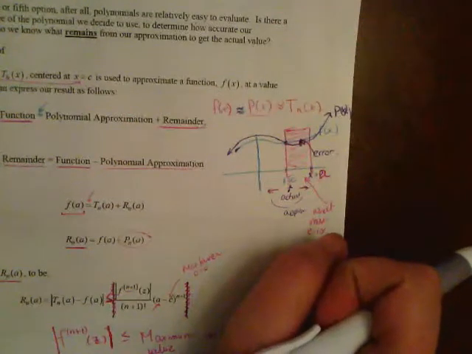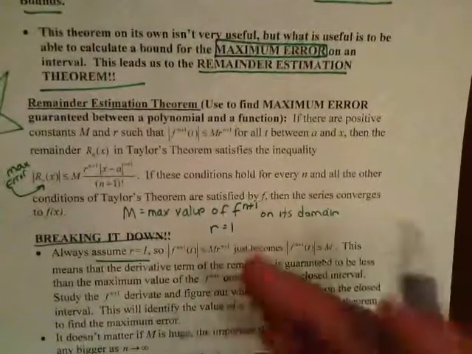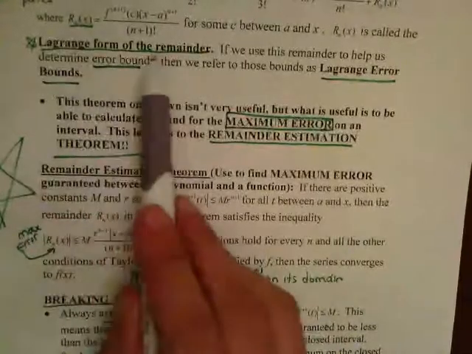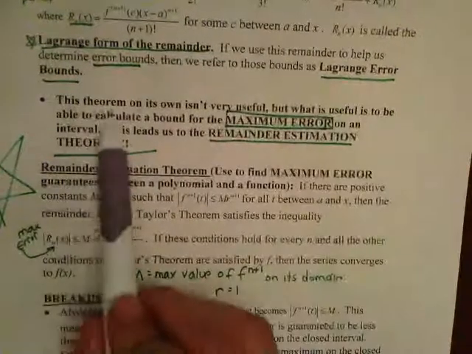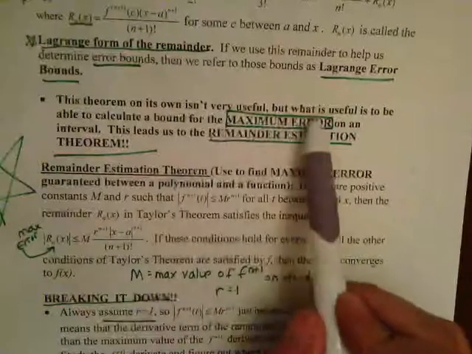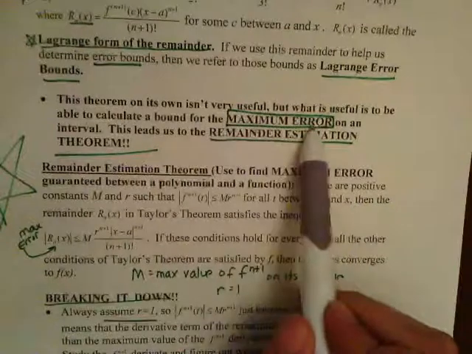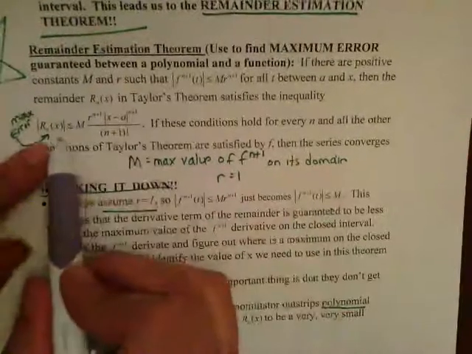Okay, so really quick, in the notes, to sum everything up: the Lagrange form of the remainder. If we use this remainder to help us determine error bounds, then we refer to those bounds as Lagrange error bounds. This theorem on its own isn't very useful, but what is useful is being able to calculate the bound for the maximum error on the interval. This leads us to a remainder estimation theorem, which is what we were just talking about right here.